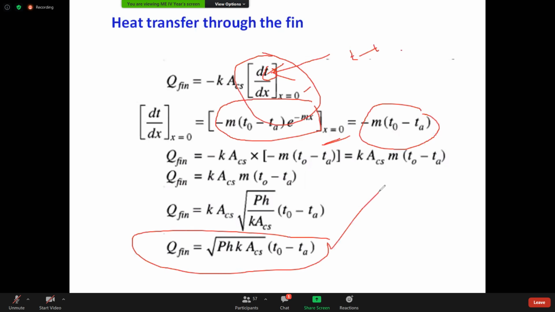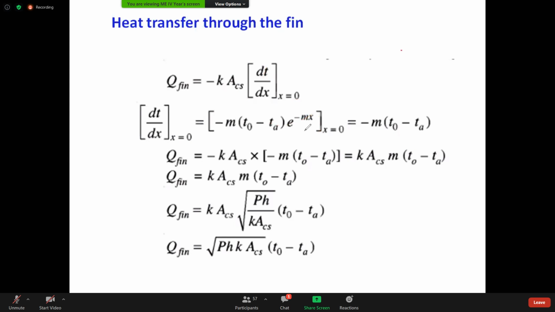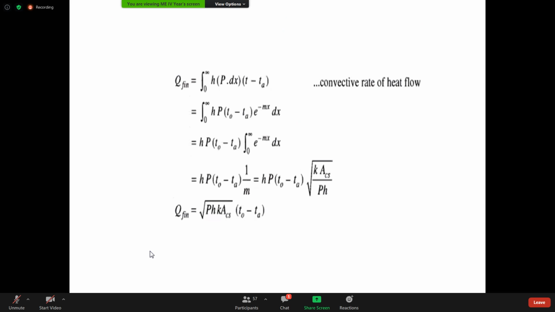Don't worry, this equation is also available in the data book. You have to know how to derive it. There is another way of calculating this heat transfer. Either you can calculate with respect to conduction, or another way, you can calculate using convection.